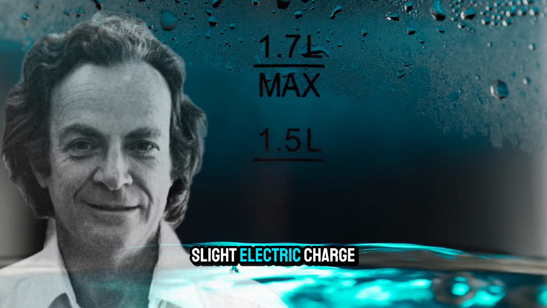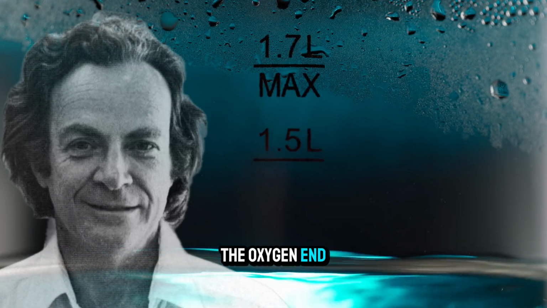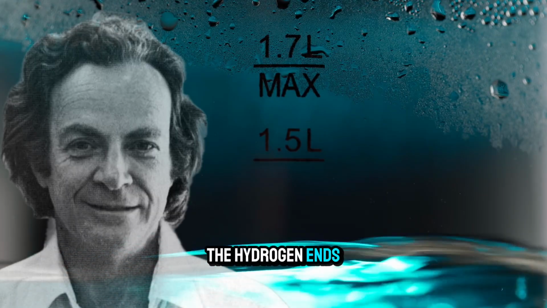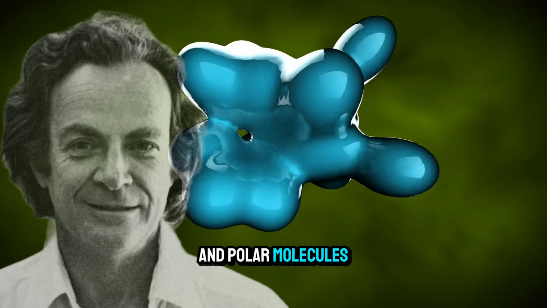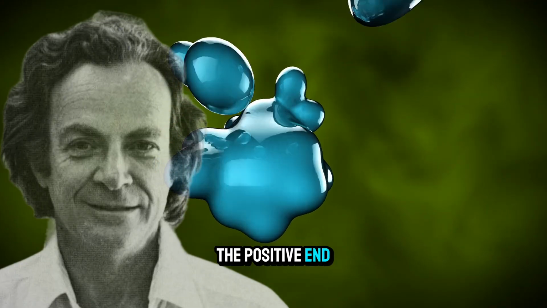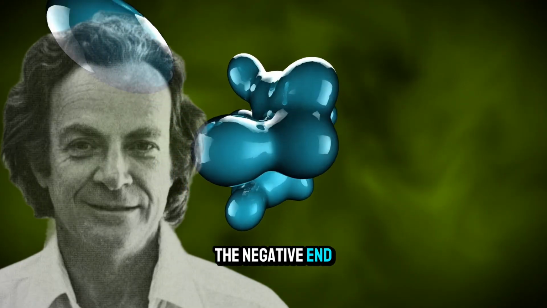They have a slight electric charge distribution. The oxygen end is slightly negative. The hydrogen ends are slightly positive. This is called a polar molecule. And polar molecules attract each other. The positive end of one molecule is drawn toward the negative end of another.